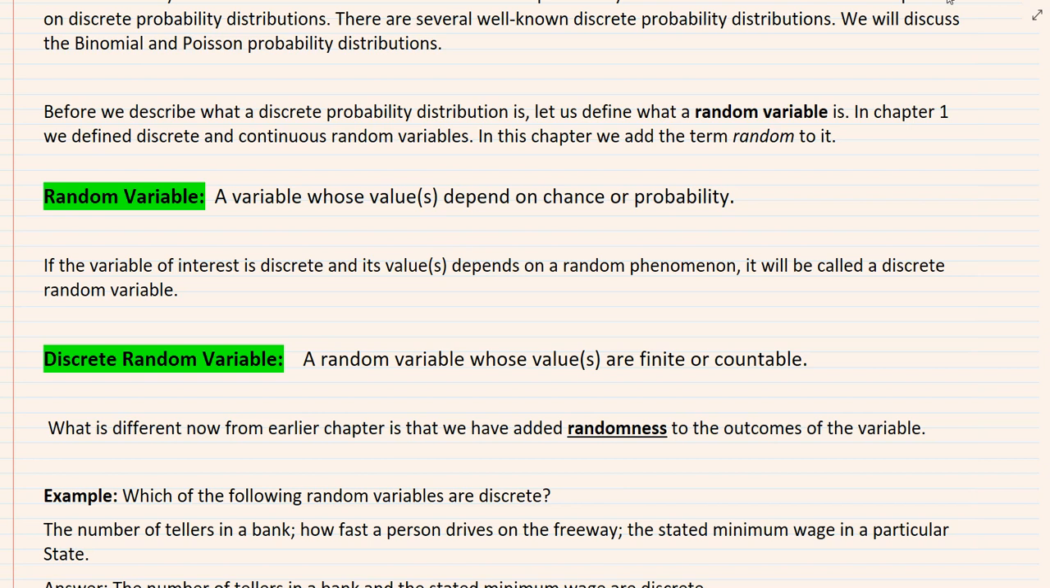The middle part, how fast a person drives on the freeway. Remember, measured quantities are continuous. Now, how fast a person drives, the speed of that automobile, could vary. It could be any real number between, let's say, 40 to 100 miles, 120 miles, whatever that upper limit might be. But the point is that in that interval, the speed can assume any real number. It doesn't have to be finite or countable. So how fast a person drives is not a discrete random variable.